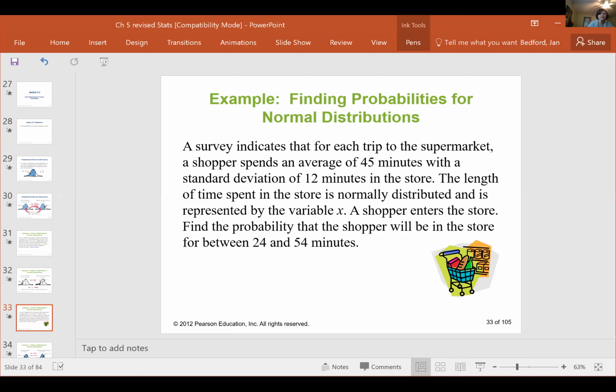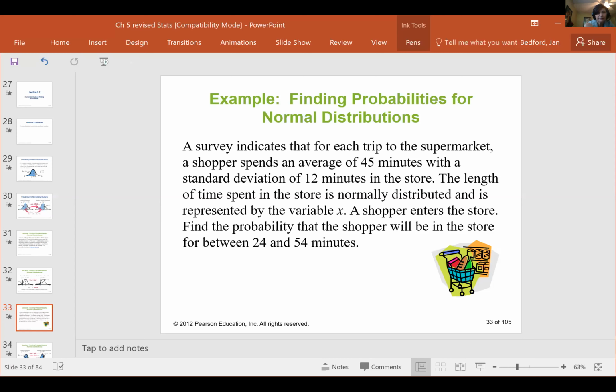A survey indicates that for each trip to the supermarket, a shopper spends an average of 45 minutes with a standard deviation of 12 minutes in the store. So the length of time spent in the store is normally distributed and is represented by the variable X. Find the probability the shopper would be there between 24 and 54 minutes.